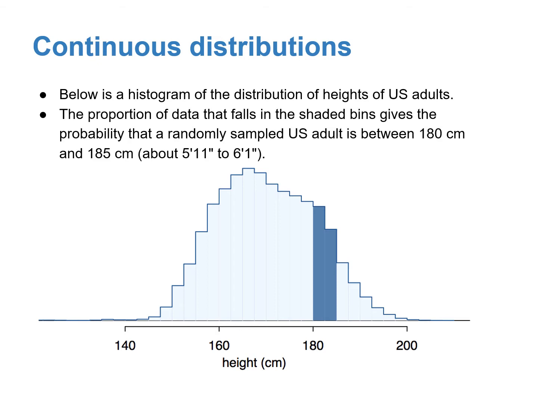And so if we wanted to try to figure out the probability that a randomly sampled US adult is between 180 and 185 centimeters tall, we could figure out what proportion of the data falls into the bins of our histogram that are in that range from 180 to 185.